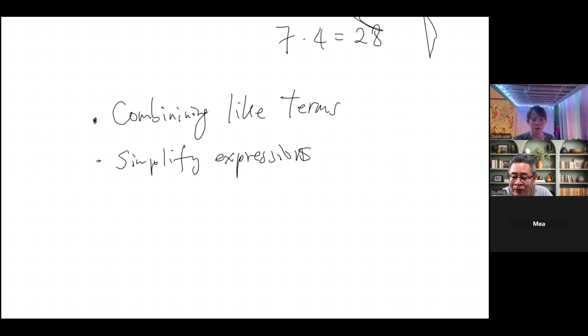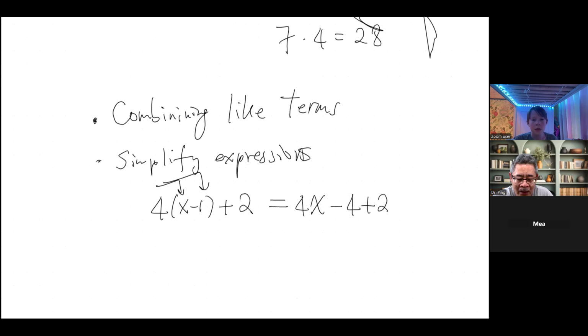For example, 4x minus 1 plus 2. If we want to simplify it, we're going to say, okay, 4 times x is 4x. 4 times negative 1, negative 4, plus 2. Then negative 4 and 2 are like terms, so we can combine them. This actually is minus 4, which means the same as adding negative 4. So negative 4 plus 2 is negative 2.